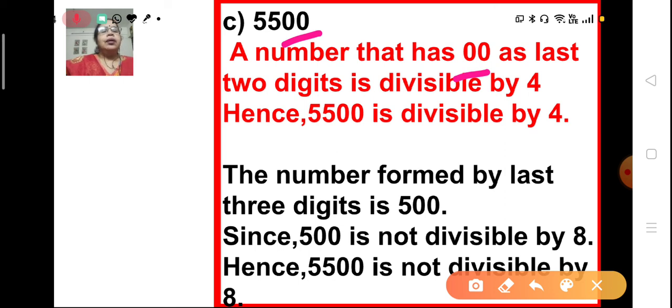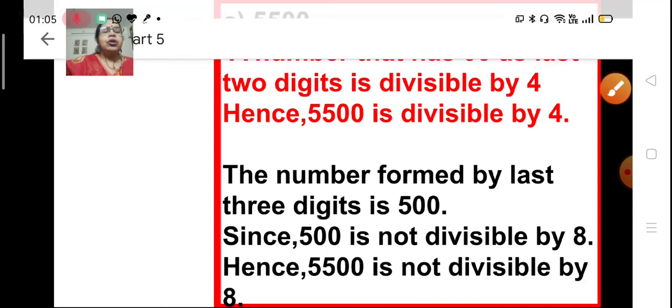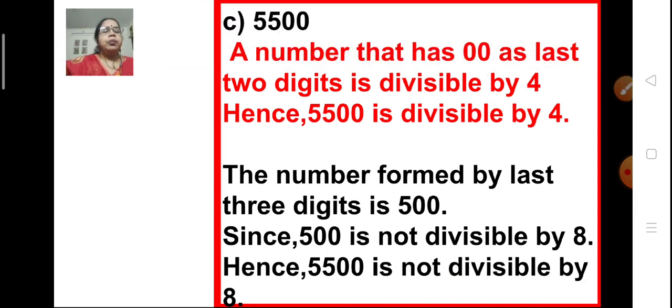The number formed by the last 3 digits in this number 5,500 is 500, and for it to be divisible by 8, 500 should be divisible by 8, and when we check, 500 is not divisible by 8. You can check this out. So, the number 5,500 is also not divisible by 8.